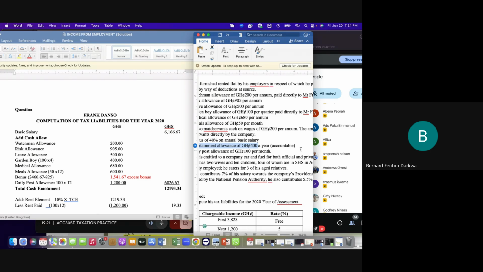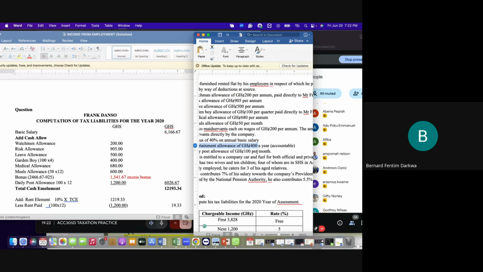So when you see entertainment allowance only without accountable, you add it to the cash allowance. Anytime you see accountable, it means that the person is going to give accounts of how you use the entertainment amount. And because of that, you cannot charge the person.